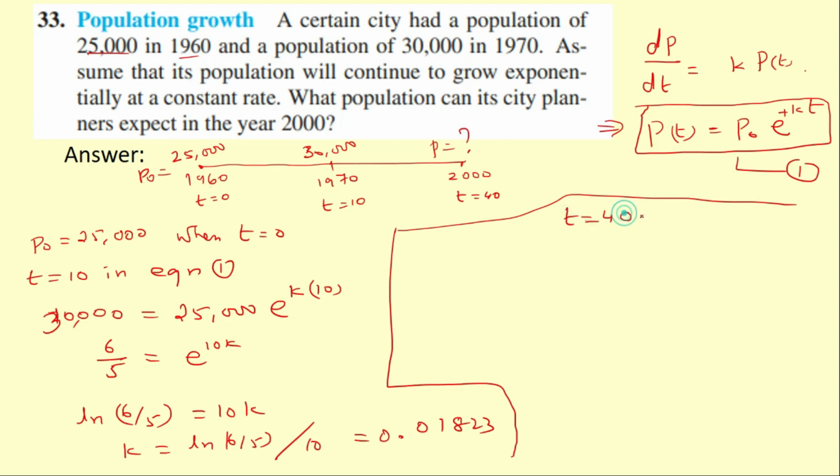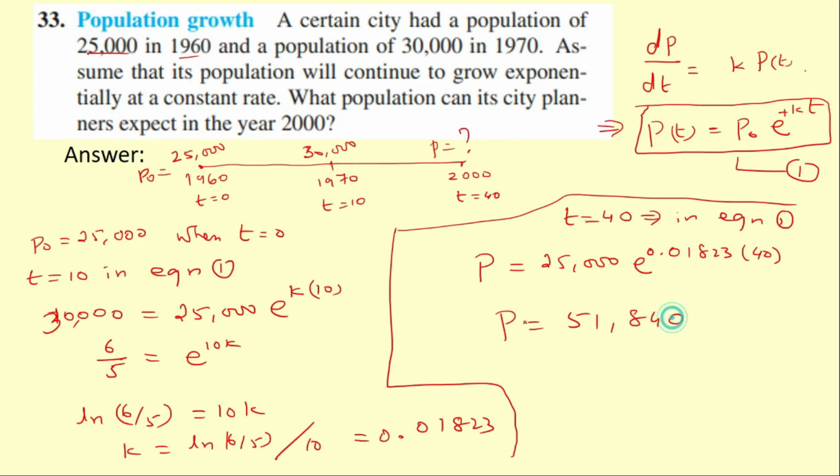Next, the final stage, finding the population P when t is 40. Put t is 40 in equation 1. P is unknown, so we are going to find P of t. P0 is 25,000 as usual, e raised to k, where k is 0.01823 and t value is 40. Just type this in your calculator. You are allowed to use a calculator. So the answer will be 51,840. This is the population after 40 years. That's by 2000, the city expects the population 51,840.